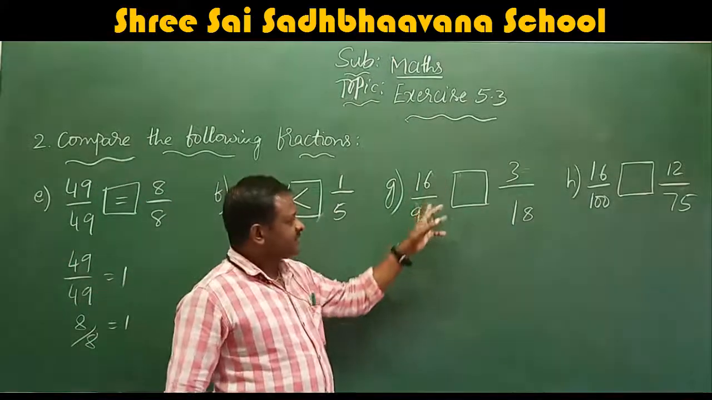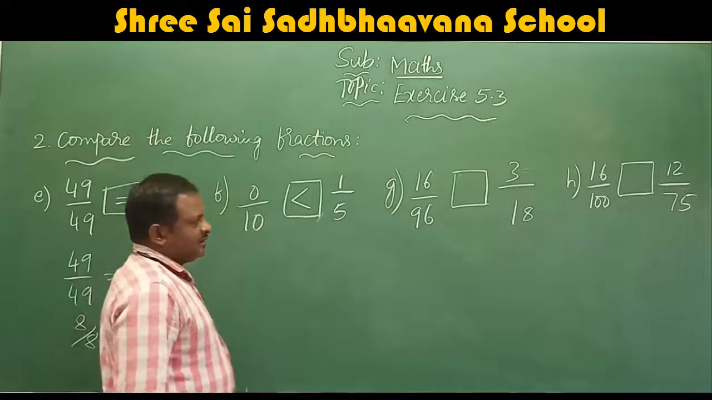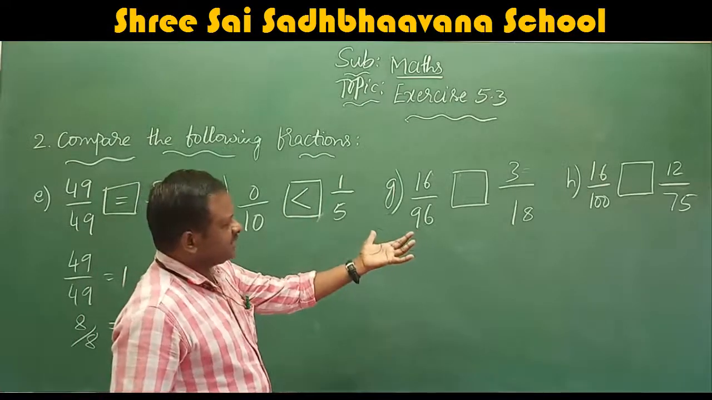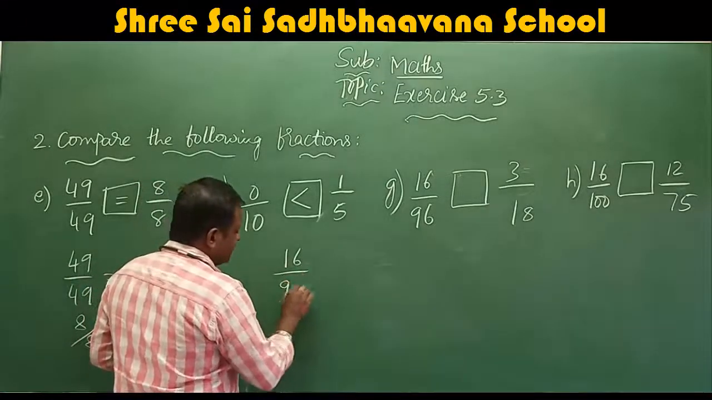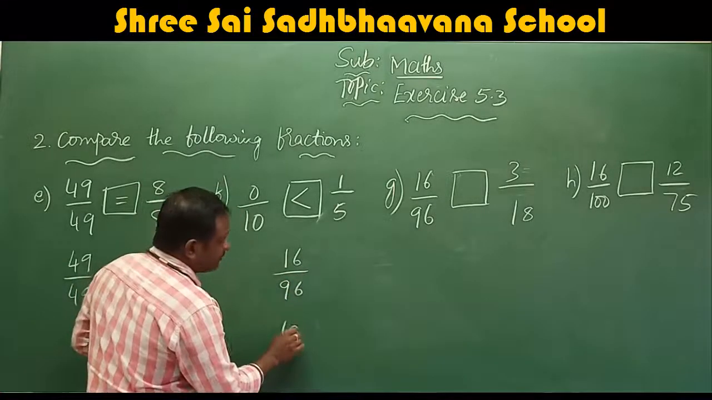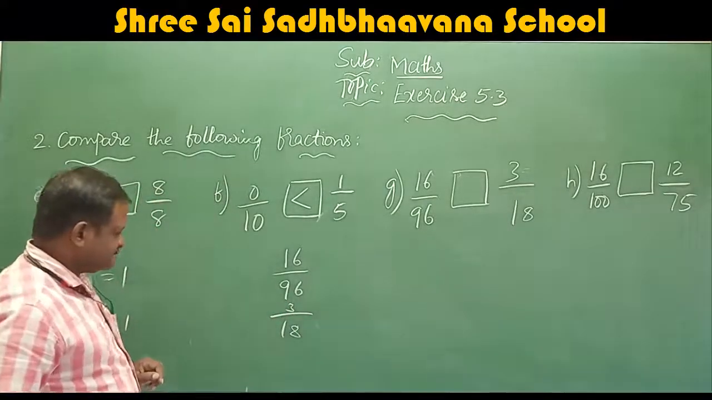Next, come to here. 16 by 96, 3 by 18. We will make either the denominators equal or the numerators equal. 16 by 96, 3 by 18. How will we make this equal?